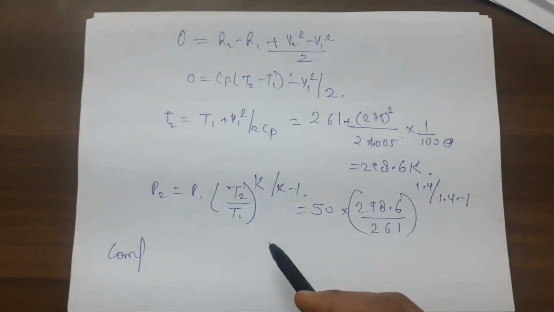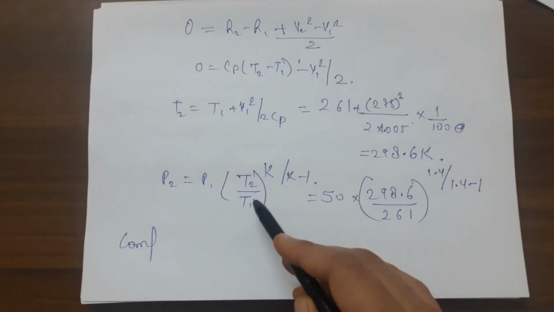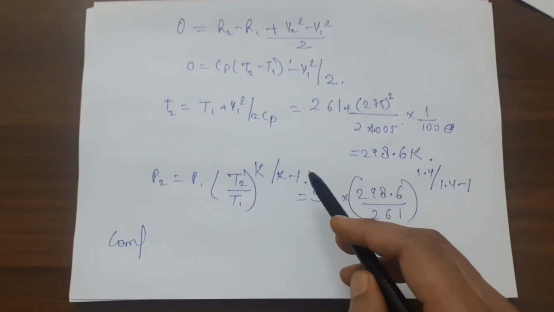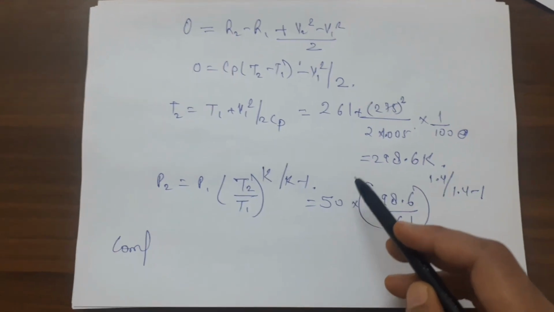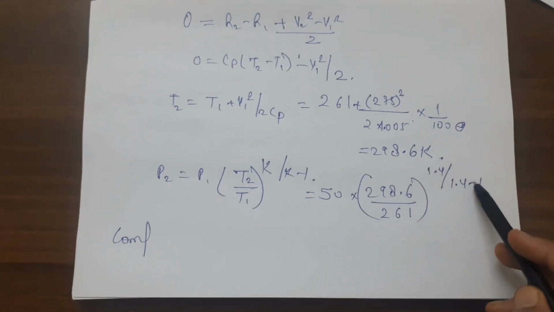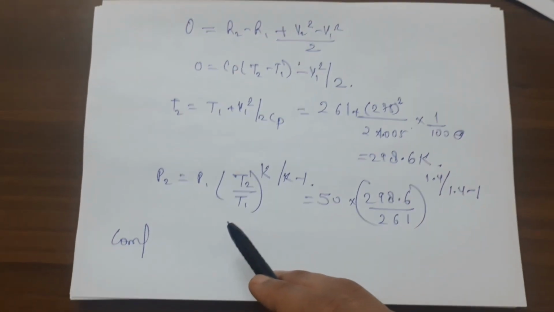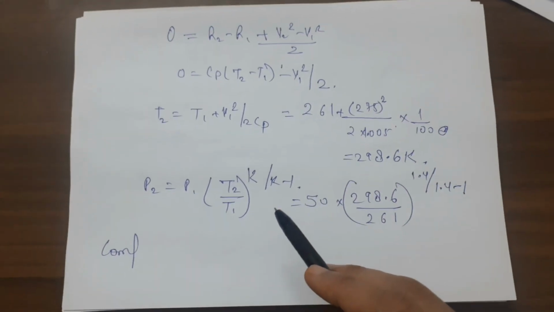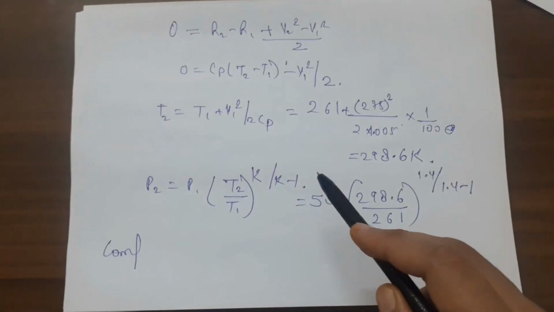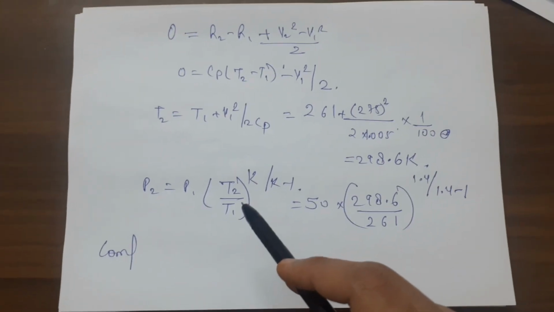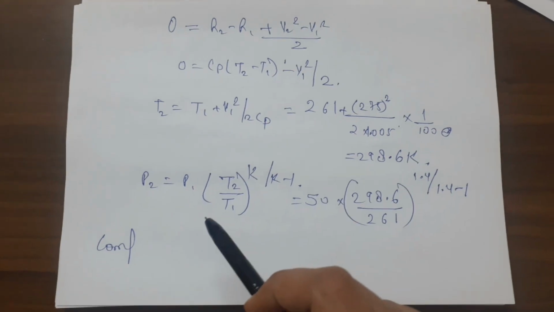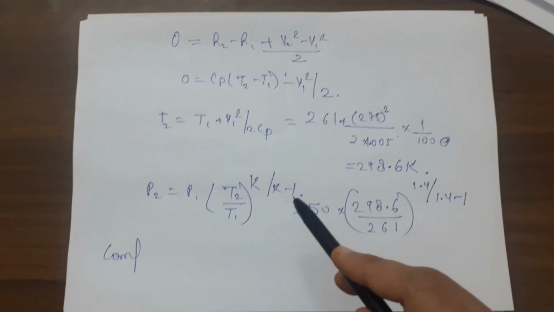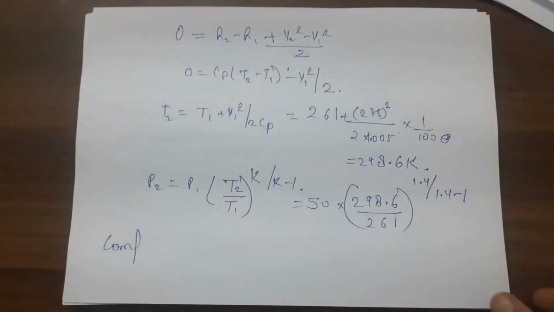Okay, so we know in the polytropic process P2 is equal to P1 (T2 by T1) to the power of n upon n minus 1. So here n is k, so the exponent is k upon k minus 1. Here the k value is given as 1.4. Putting the values, we got the pressure P2. Temperature T2 we already got, so we can easily get the value of pressure P2. So for the polytropic process we have to know this pressure relation: P2 is equal to P1 (T2 by T1) to the power of k upon k minus 1. This is the relation for a polytropic process.